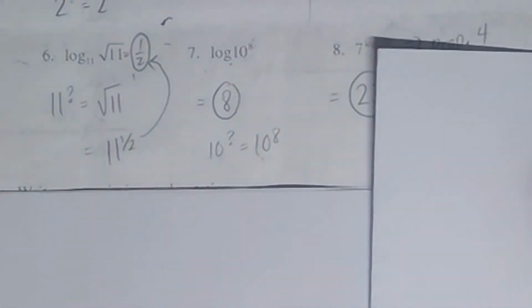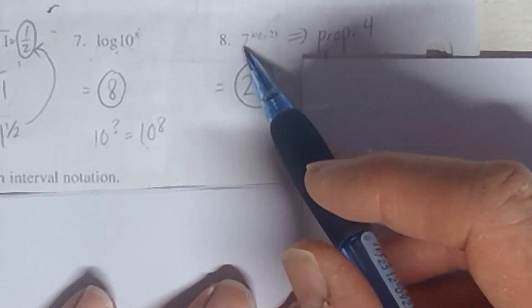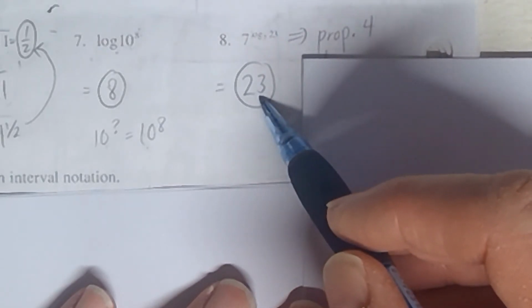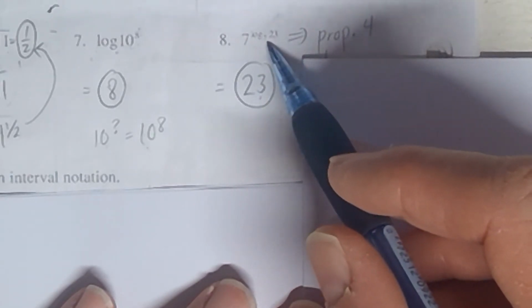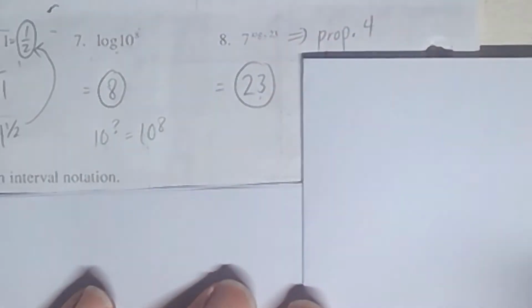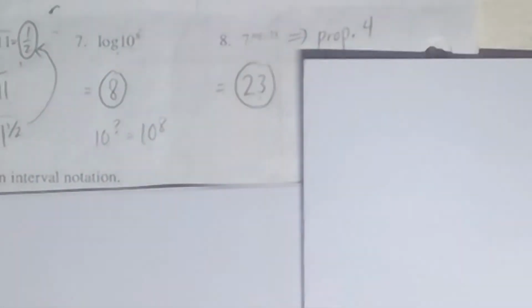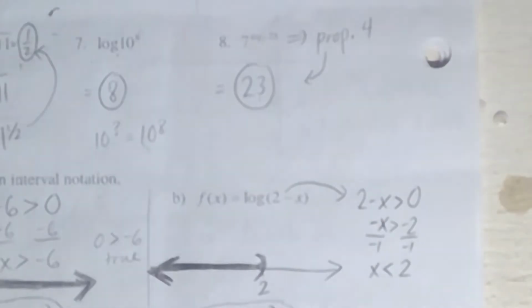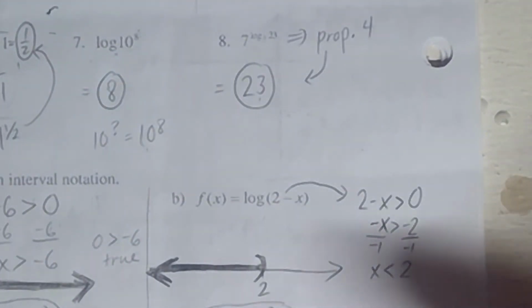Okay. Number 8. It's that final property right there, where if the big 7 and the little 7 are the same, then the answer is the product term that goes with the little 7 right there, 23. All right, so that is evaluating logarithms, and assorted properties that go with that.